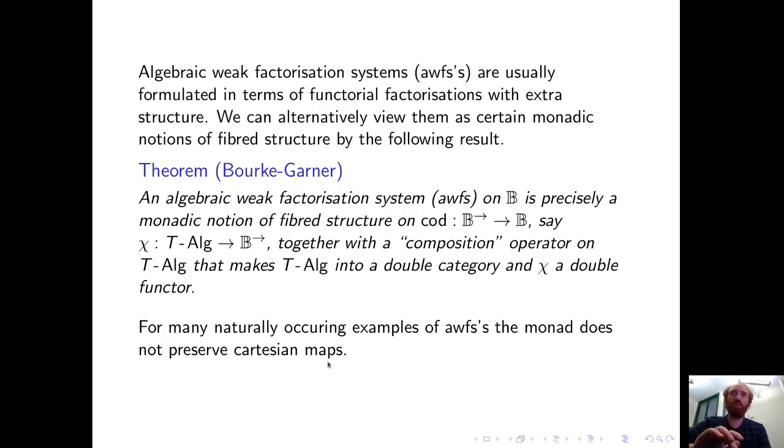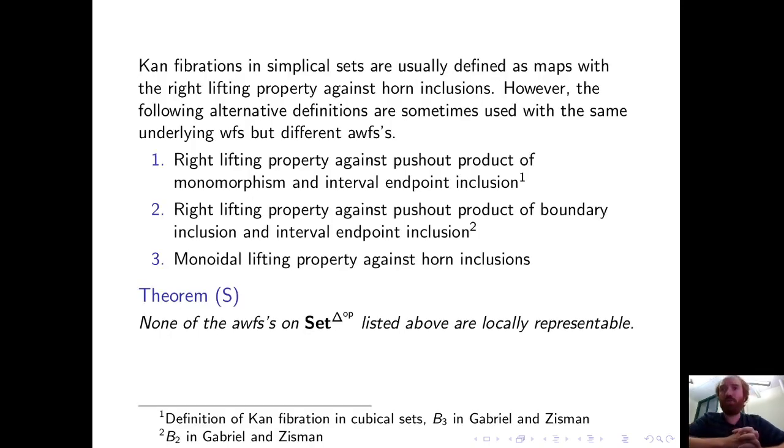So an algebraic weak factorization system is a monadic notion of fibre structure on a codomain fibration of some category, together with a composition operator on algebras that makes the category of algebras into a double category and the forgetful functor into a double functor. There are many natural examples that do not preserve Cartesian maps, so we're not guaranteed that they are locally representable. In fact, here are some natural examples that are not locally representable.